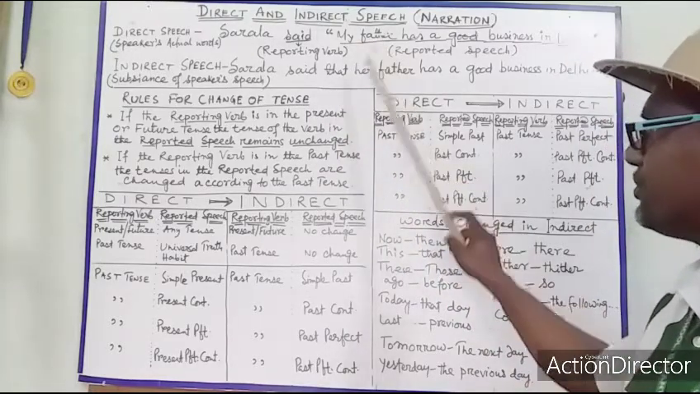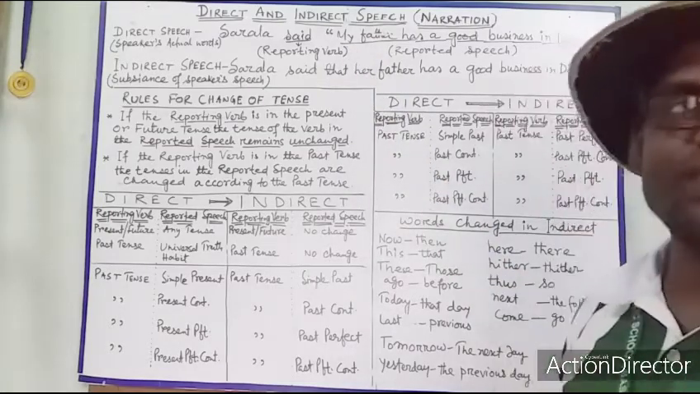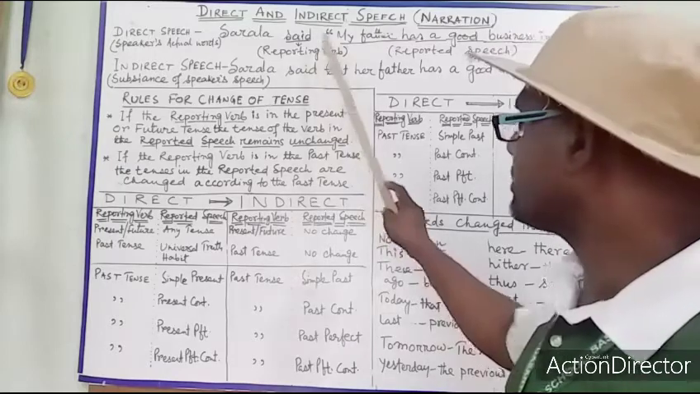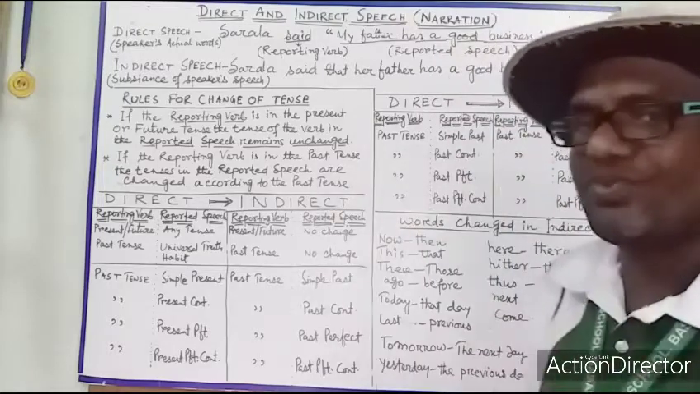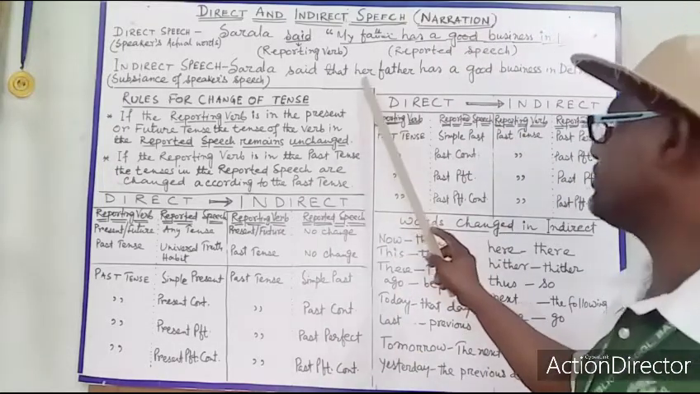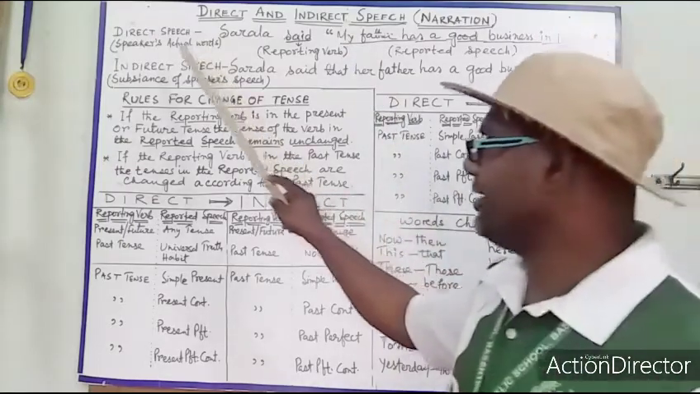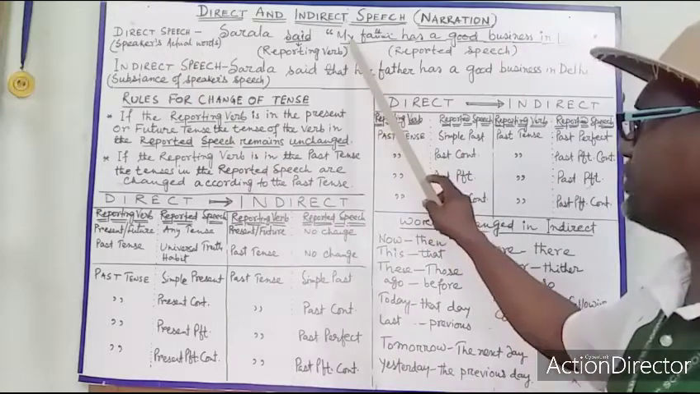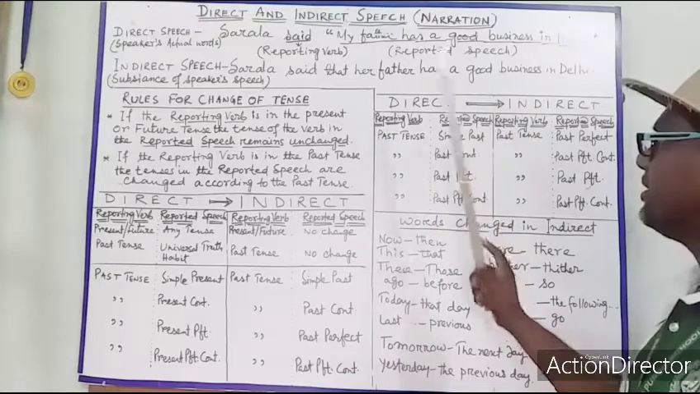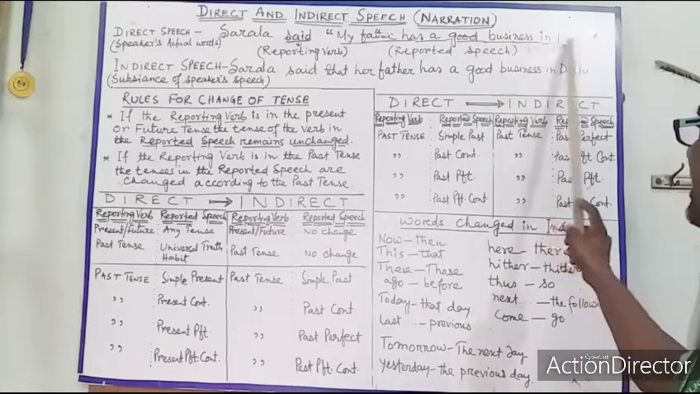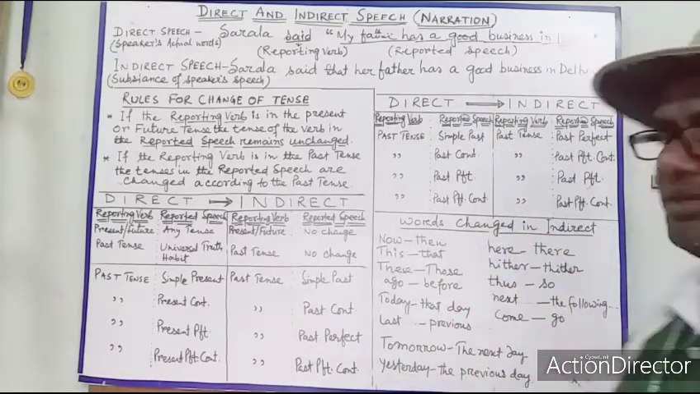My father becomes her father because my father is not my father. If I am reporting Sarala's speech, whatever Sarala said, my father, I have to tell to another person that Sarala's father, that means her father. Here "my father" becomes "her father." So pronouns are changed. You can see when we are changing from direct to indirect, pronouns are changed and one conjunction comes. Okay? Her father, now whatever was there, has a good business in Delhi. That is the same, has a good business in Delhi. There is no change anywhere.